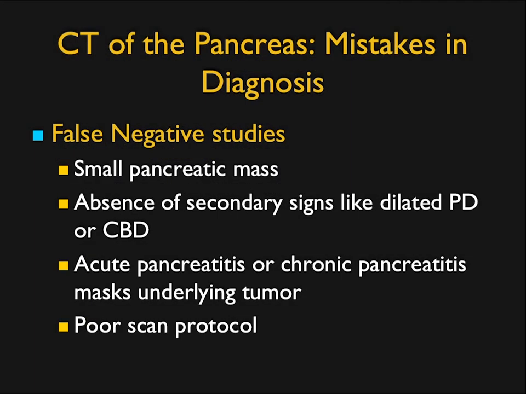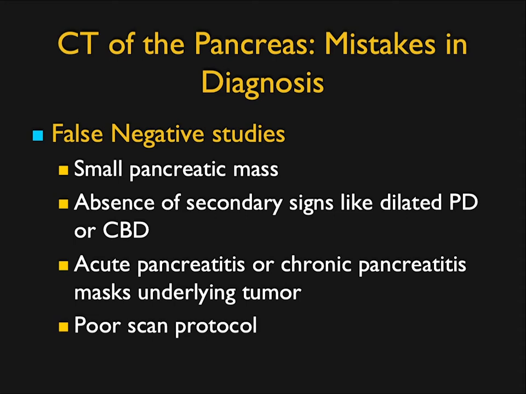We also talk about mistakes in diagnosis. Again, the smaller the mass, the harder it is to see, particularly off the uncinate or tail of the pancreas, when secondary signs are not present. Remember, I spoke about a dilated pancreatic duct or common duct. That makes it easy. But if there's no duct dilatation, it's coming off the edges of the gland. That can be problematic.